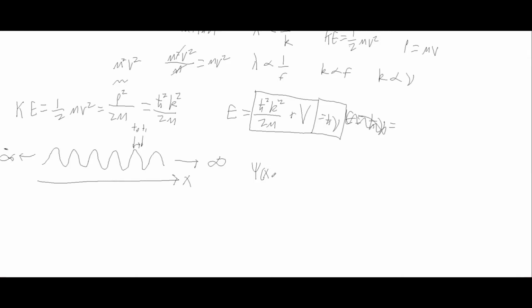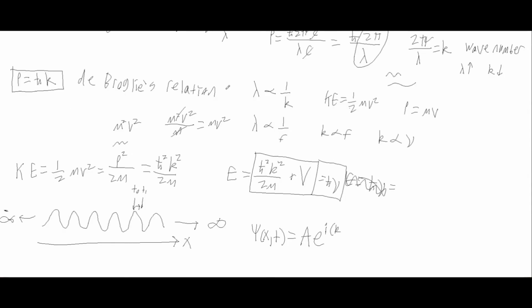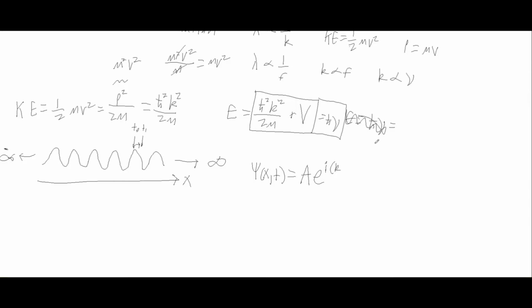We'll call that psi as a function of x and t, so as a function of space and as it's moving in time. That is equal to the amplitude multiplied by e to the power of i, and then k, which is the k that we were using up here, our wave number. So k multiplied by x, and then minus our nu multiplied by time.